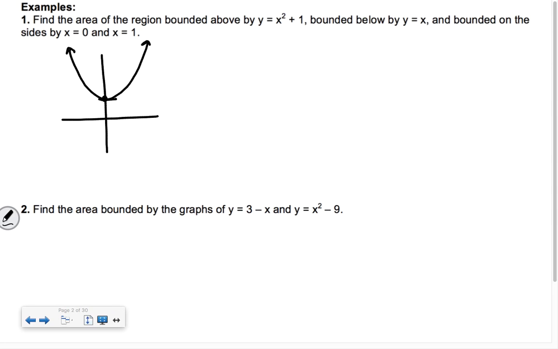So y equals x. And we're going between 0 and 1. So the area created has a parabola along the top and a line on the bottom. I don't know what shape we would call that, but it looks like that.